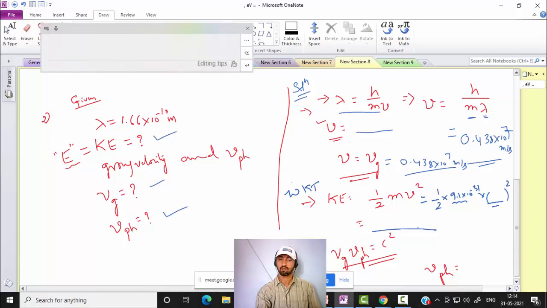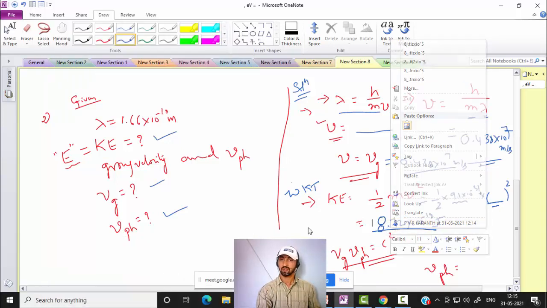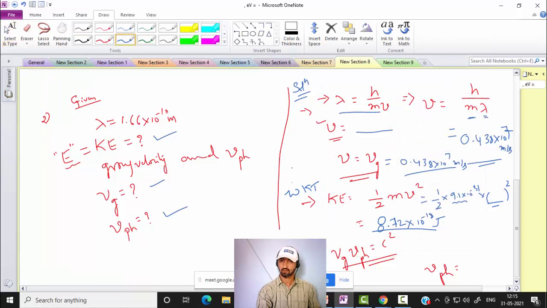Can you give that value? It is 0.872 × 10^-17, which I will write as 8.72 × 10^-18. Yes, it is correct. The kinetic energy is 8.72 × 10^-18 joules.